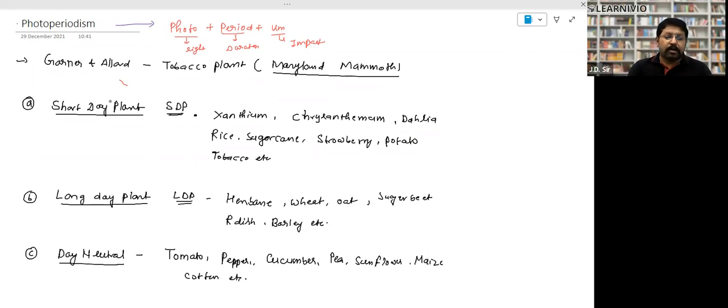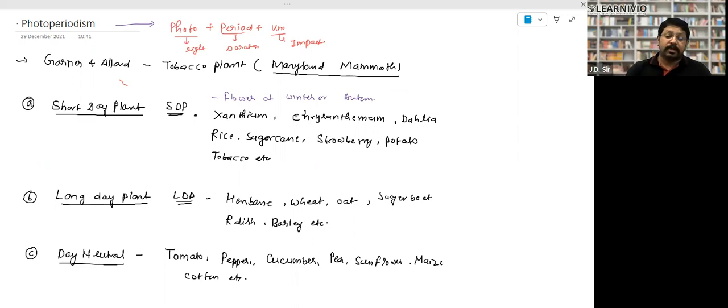There are three types of plants based on photoperiod: short day plant, long day plant, and day neutral plant. What are short day plants? They generally flower in winter or autumn, meaning they reproduce then. Why? Because in winter the day length is very small and light remains for a short time, so the photoperiod is shorter, right?